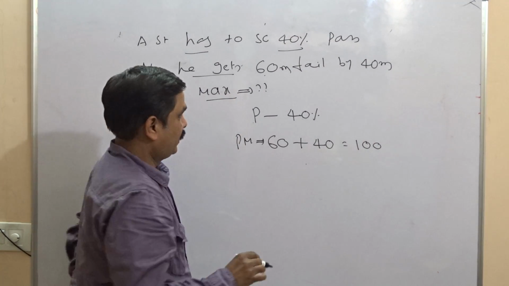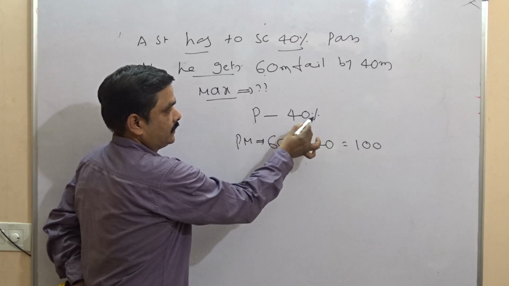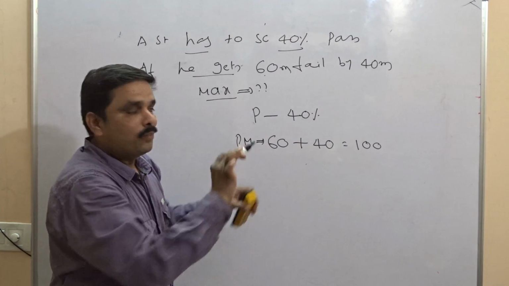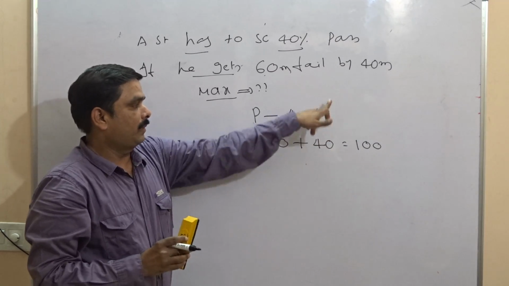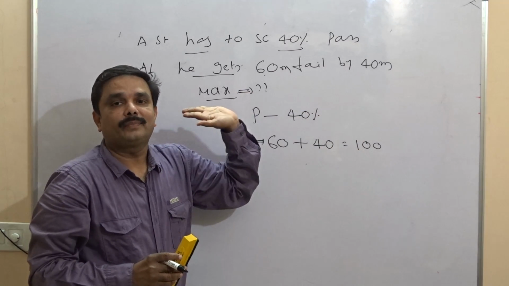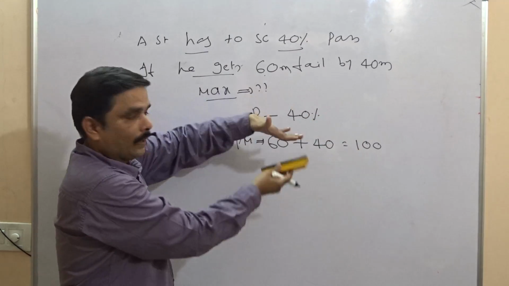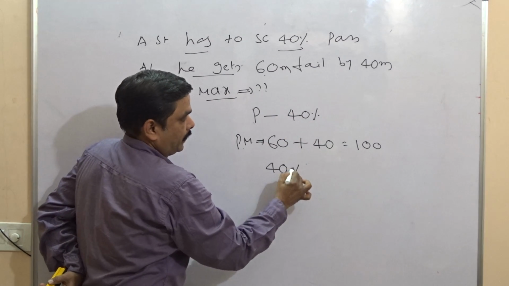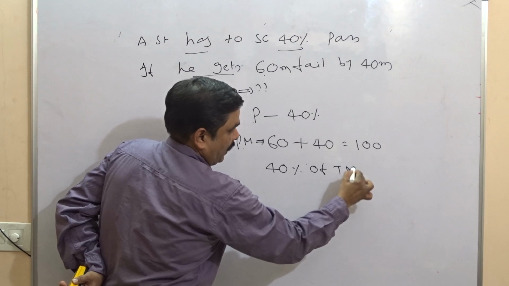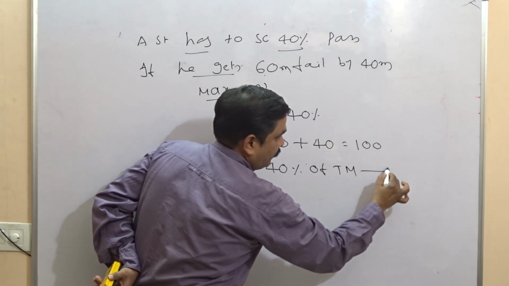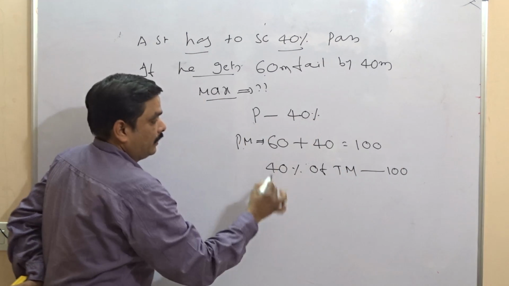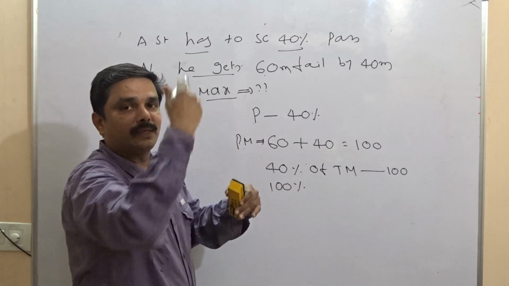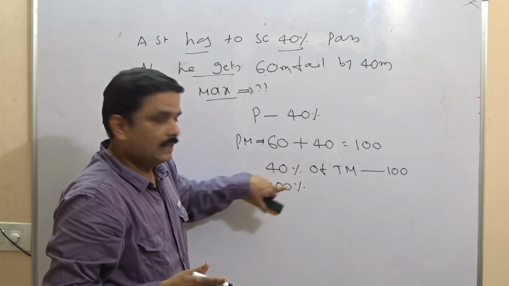See the unitary method now. Pass percentage is 40%. Pass marks are 100 marks. In both cases, the total number of marks is the same. In that case, I can equalize these two. How can I equalize these two? 40% of total marks is 100. Then 100%... always when I am taking 40% of something, that number becomes 100%.